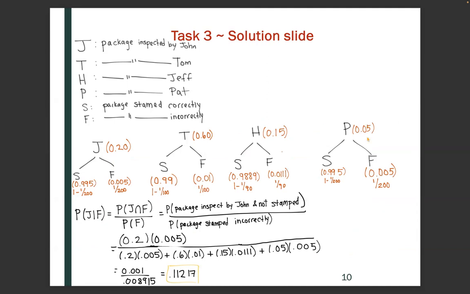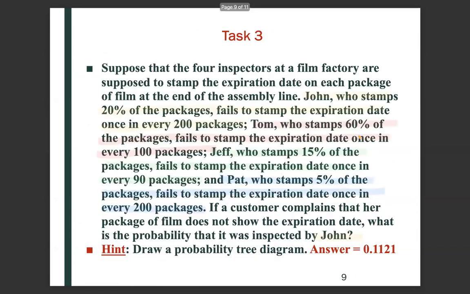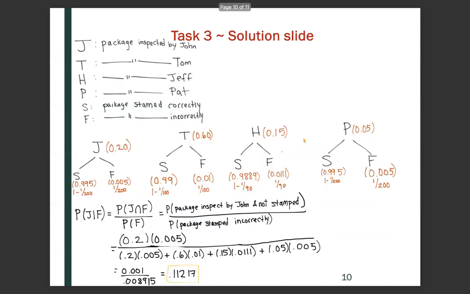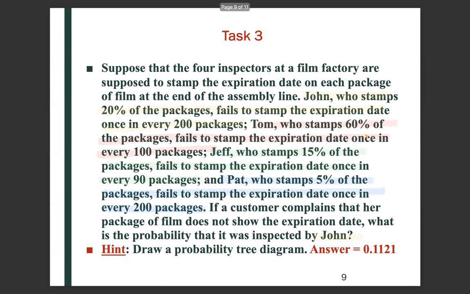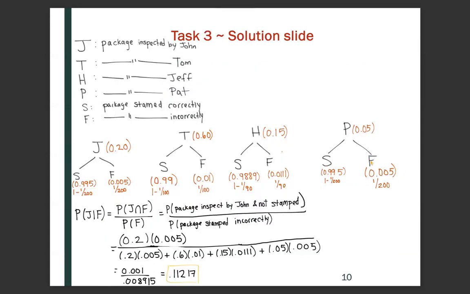And then last but not least, we have Pat, where Pat stamps 5% of the packages. So that would be 0.05. And Pat fails to stamp the expiration date once in every 200 packages. So here the F under Pat would be 0.005 or 1/200. So S, that it's stamped correctly, would be 1 minus that probability, which is 0.995.